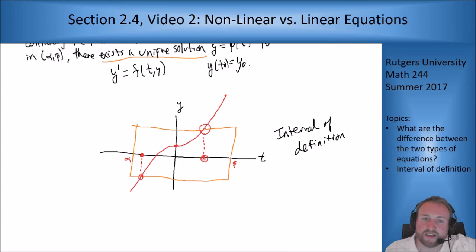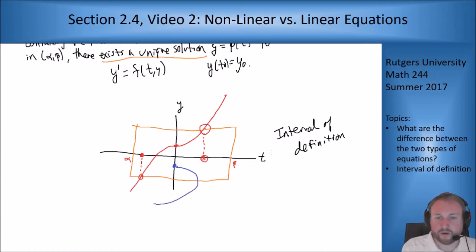It's where the solution exists in that sense. Another way this can break down is if our curve goes vertical. So let me draw another example with a blue curve here. Say I start at this point here, and my curve pulls one of these numbers right on that line. Now what happens here, as I cross this line, I lose my solution.